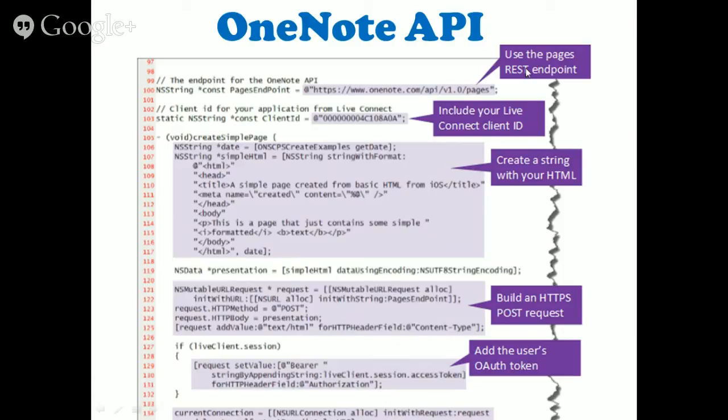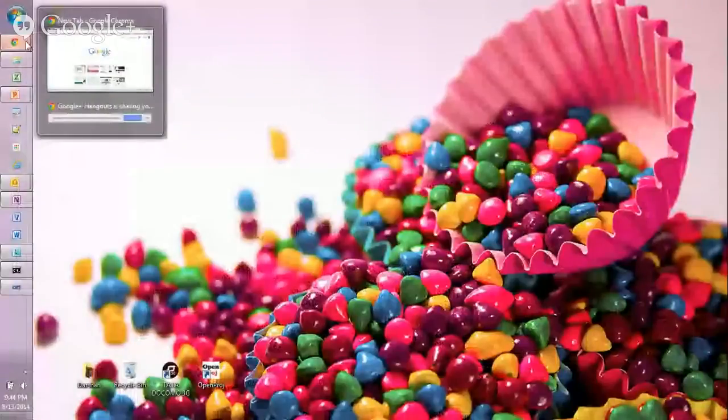So if you see, use the pages REST endpoint. This is one: the OneNote.com API /version/pages, and then you have something called your Live Connect client ID. Then you create a string with your HTML, file an HTTP post request, then add the user's OAuth token. So basically, the authentication is provided by OAuth. If you're getting any of the images, the text, the sound, you need to post it to OneDrive, and from that OneDrive, it will be available to that particular person once he logs in using his own ID. It will be available for him. So I'll take you through that.